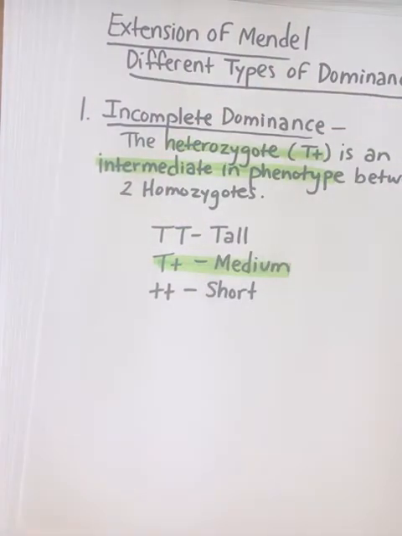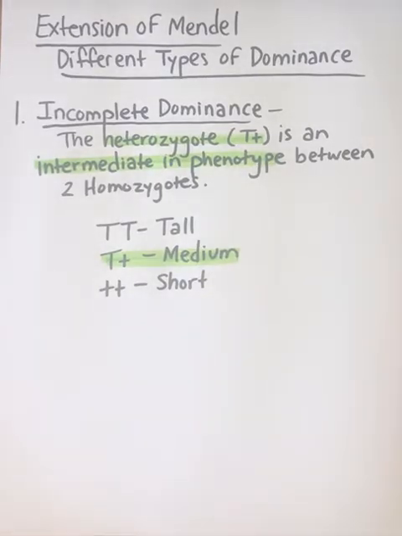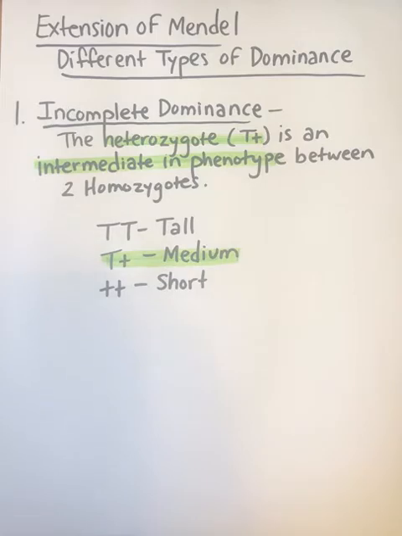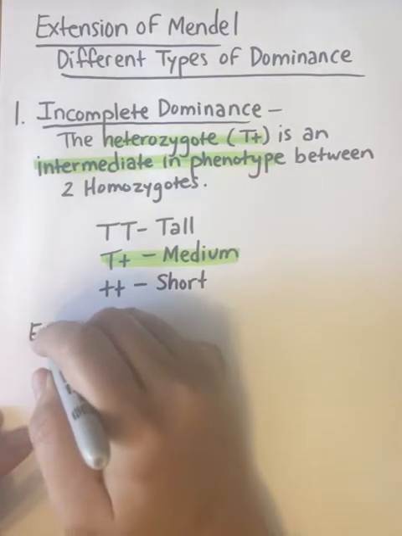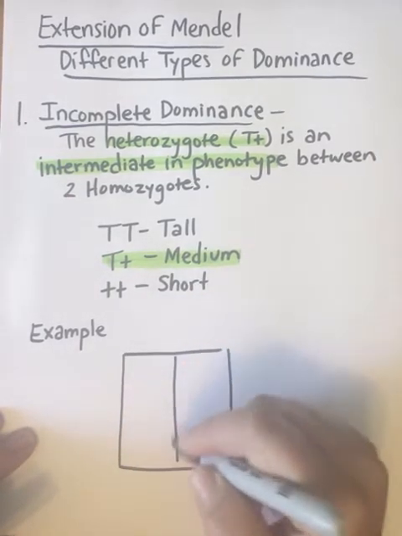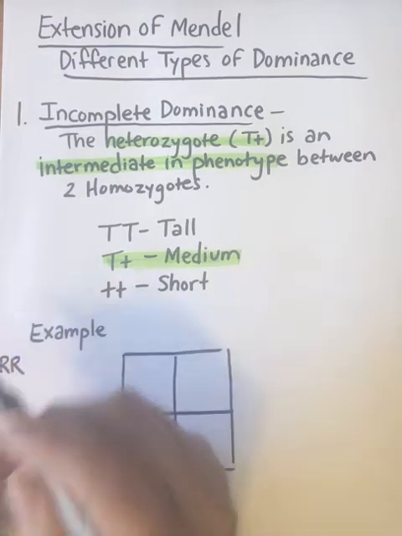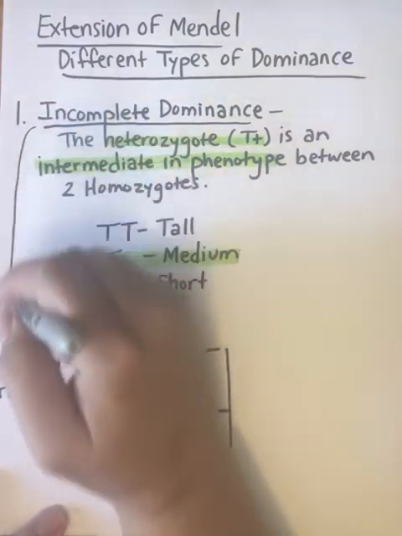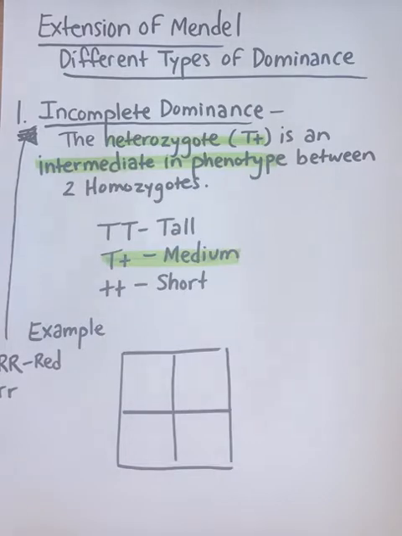Now, if we said that we were doing this with animals, and you said that big B is black and little b is white, the intermediate, if it was incomplete dominance, would be tan or brown when you mix black and white. So a very common example of this is going to happen in plants. So here's an example. If you cross a red plant with a white plant, and it is incomplete dominance, the intermediate has to be in between. So when you mix red and white, the intermediate is going to be pink.